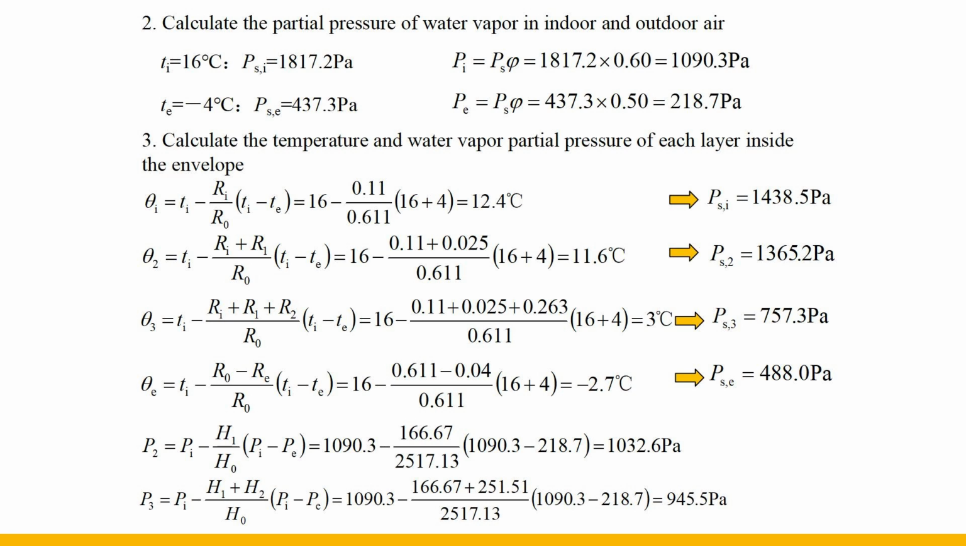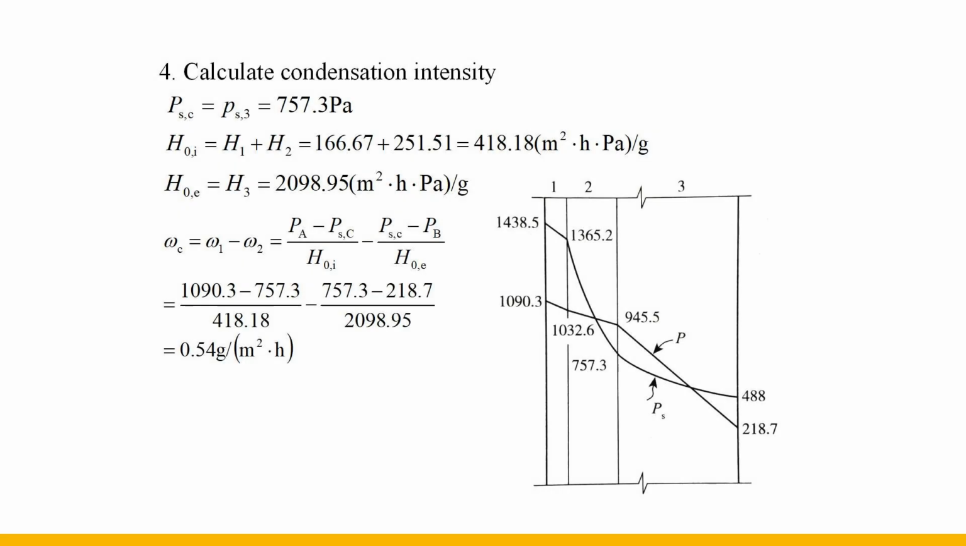945.5 Pascal. Use the found saturated water vapor partial pressure values to draw the saturated water vapor partial pressure line, and use the obtained actual water vapor partial pressure values to draw the actual water vapor partial pressure line. The two lines intersect at the interface between layer 2 and 3, indicating the presence of internal condensation between layer 2 and 3. The first step calculates the condensation intensity.